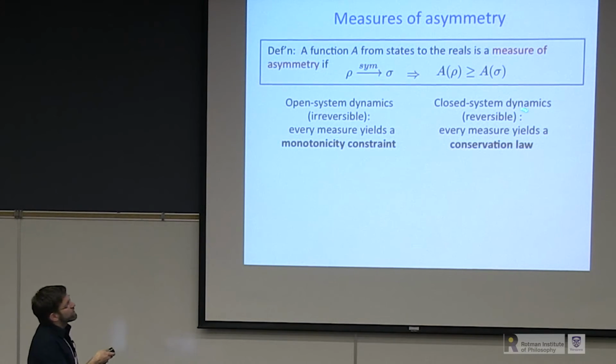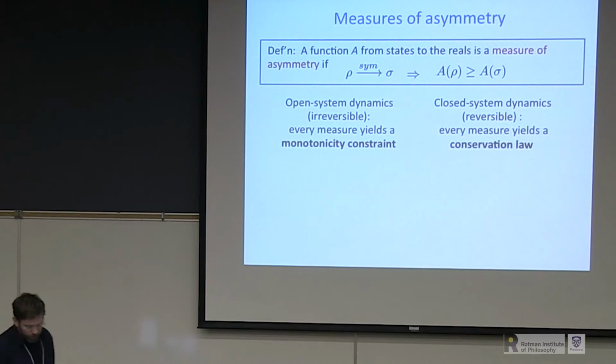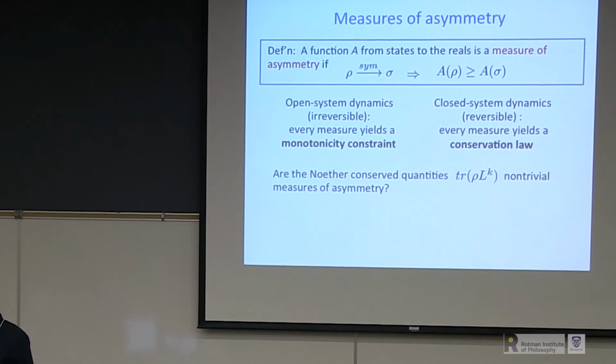But if you're talking about a closed system dynamics, so it's reversible, then the arrow goes both ways, the inequality goes both ways, and now I get an equality, so it gives me a conservation law. So every measure of asymmetry will still define a conservation law for closed system dynamics. Okay, so then the obvious question is, are the Noether conserved quantities that we just saw, these trace rho L^k, are they non-trivial measures of asymmetry? What do people think? Yes. Yes? I was hoping somebody would say yes, because the answer is no.